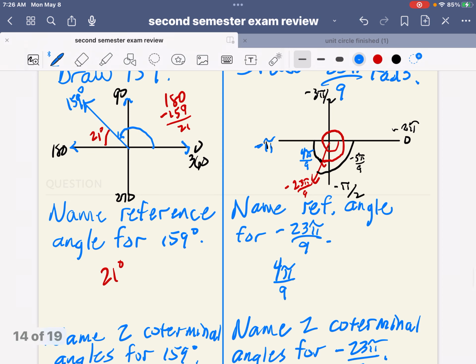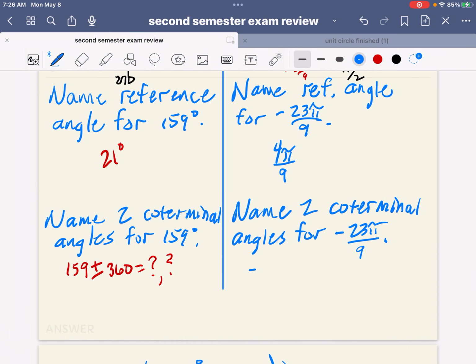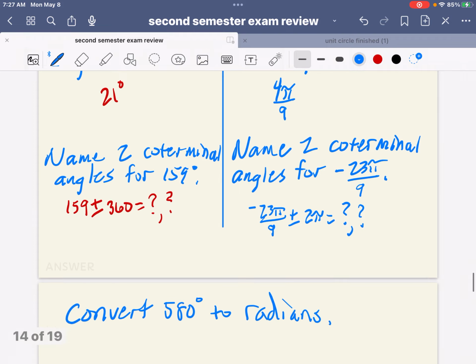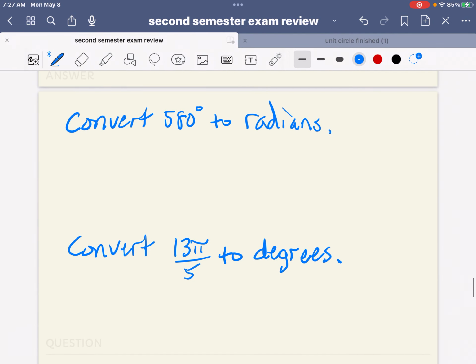Name two coterminal angles to negative 23 pi over 9. Well, negative 23 pi over 9 plus and minus 2 pi will give you a couple of coterminal angles. After we learned how to draw angles and name reference angles and coterminal angles, we certainly also learned how to convert degrees to radians and radians to degrees. So we did this.